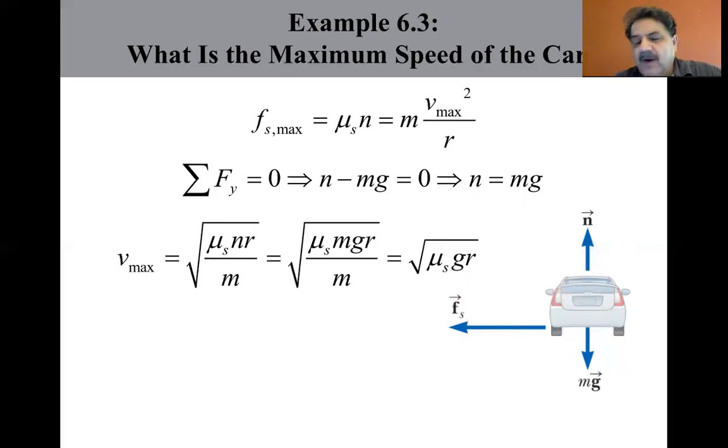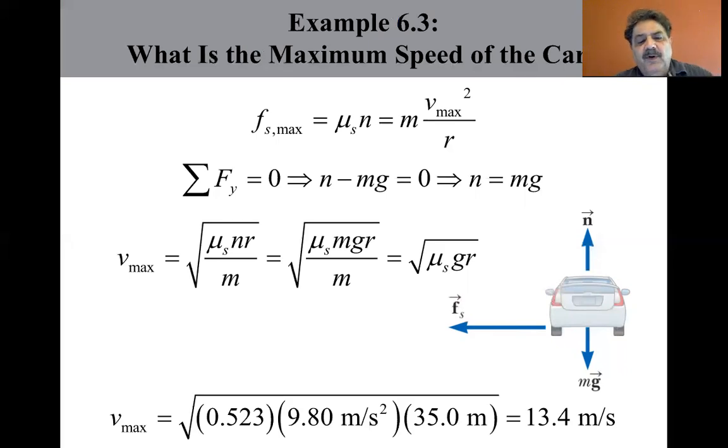Now let's substitute the numerical values. Vmax is equal to the square root of 0.523, that's mu sub s, times 9.8 meters per second squared, of course, the gravitational acceleration, times 35 meters, the radius. And we end up with 13.4 meters per second. Now, this speed is equivalent to about 30 miles per hour. Therefore, if the speed limit on this roadway is higher than 30 miles an hour, this roadway could benefit greatly with some banking, as in the next example. Notice that the maximum speed does not depend on the mass of the car, which is why curved highways do not need multiple speed limits to cover the various masses of vehicles using the road.